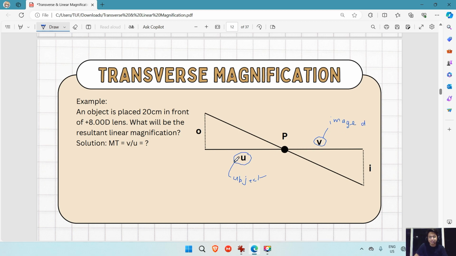These are the distances, because our object has its distance, and this is our image, and this is its distance. And our P here is the lens. It is the contributing factor for the power. Okay? So an object is placed 20 centimeters, the same as our example earlier. So to find the transverse magnification, TM, or MT, it depends on you, but TM is probably more formal.